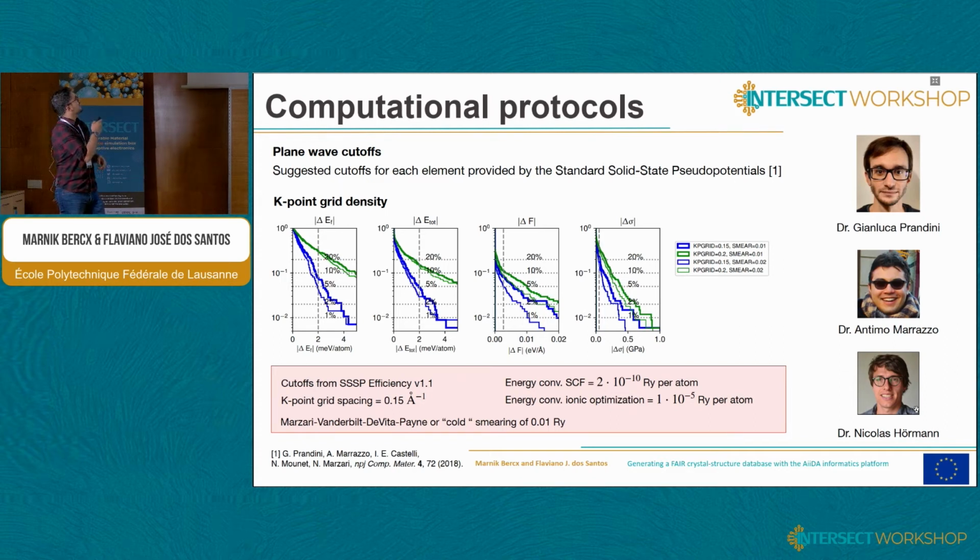For the plane-wave cutoffs, we can rely on the work of two of our former colleagues, Gianluca and Antimo, who have developed a set of pseudopotentials that I already mentioned earlier, called the standard solid-state pseudopotentials, or SSP. These pseudopotentials also come with recommended cutoffs, which they have analyzed in much detail in order to get cutoffs that guarantee us a quite good precision when we're running our workflows.